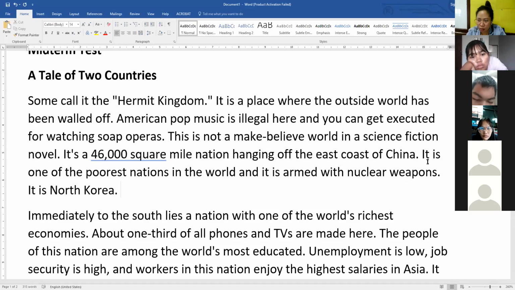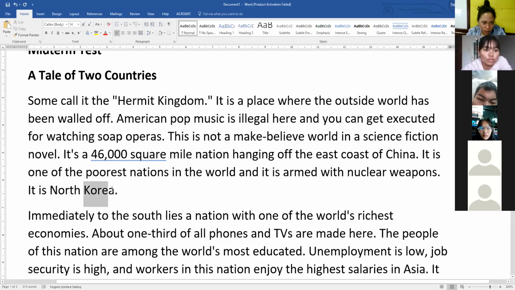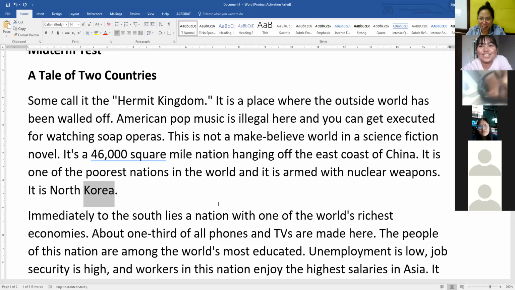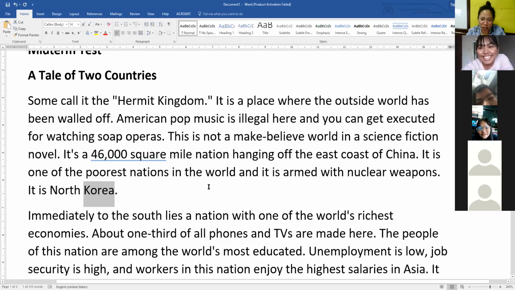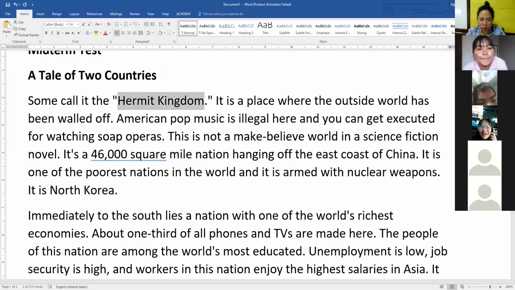Okay, Cholatip, I want you to read this word. Korea. Say, Korea. Okay, thank you. Next, Chayada. And Hermit Kingdom. Hermit Kingdom, thank you.